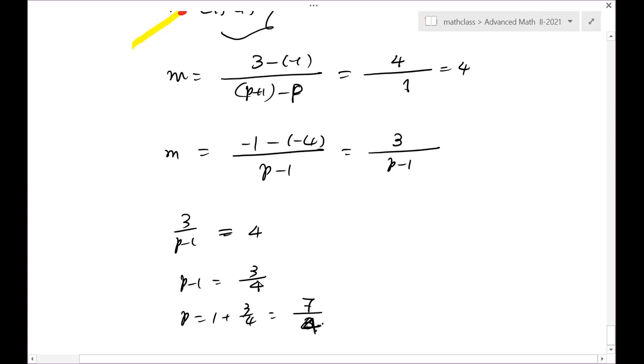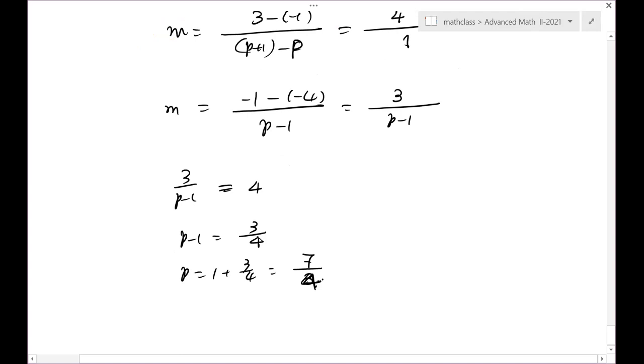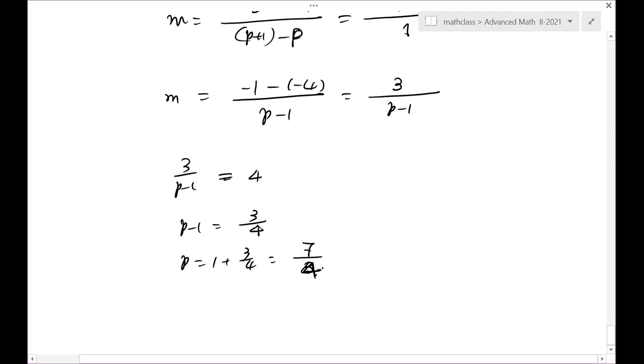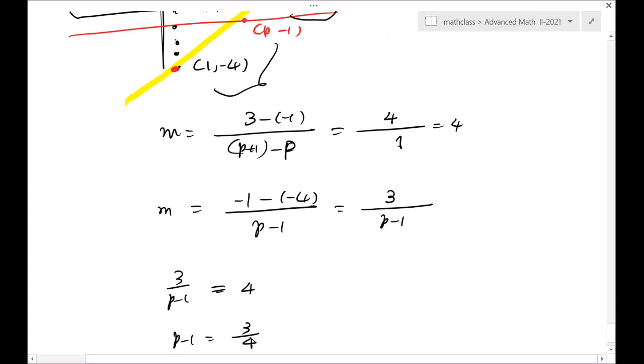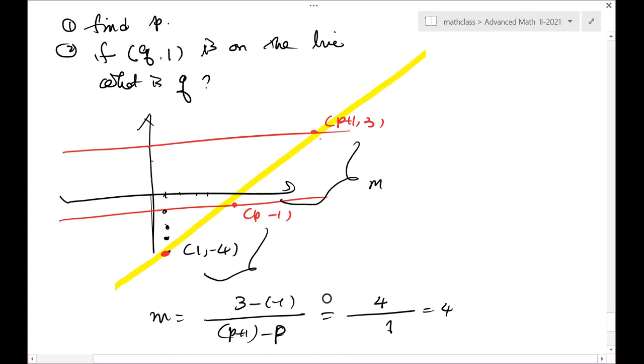Now, can you determine the value of Q? P is already 7 over 4. If Q and 1 is a point somewhere here on this line, what is the value of Q? Can you determine that? I'm waiting for you. We already found out that P is going to be 7/4.